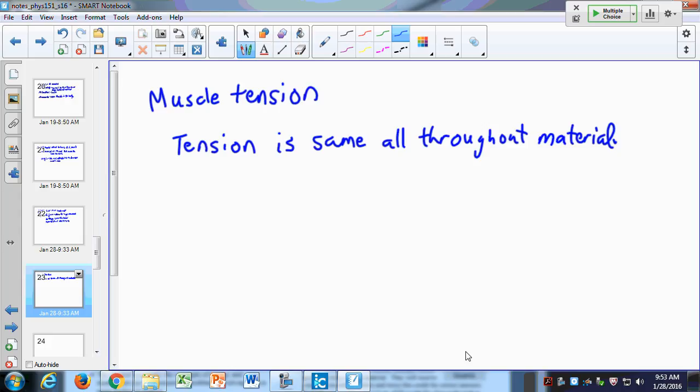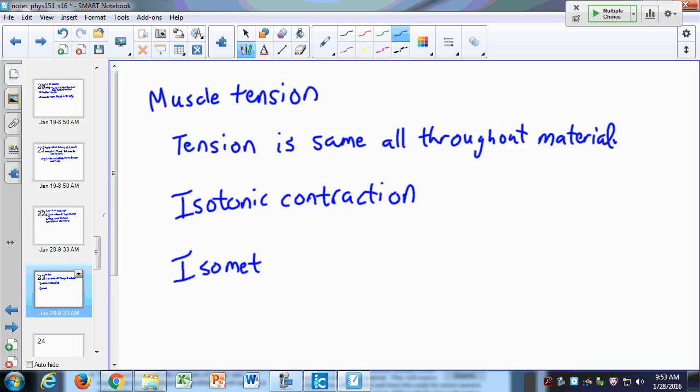And when our muscles contract, we have two different types of contractions. We have isotonic contraction, and we have isometric contraction. In the isotonic contraction, this is when the contraction causes the bone to move.